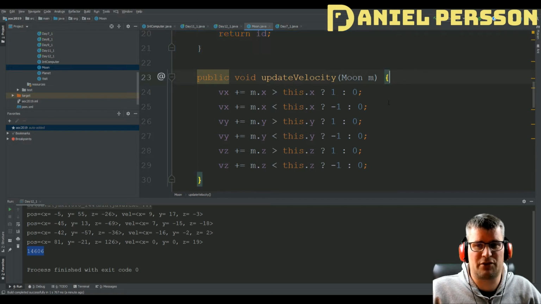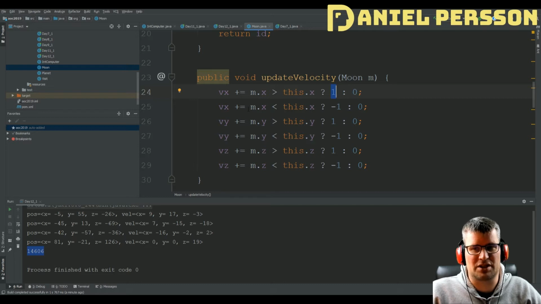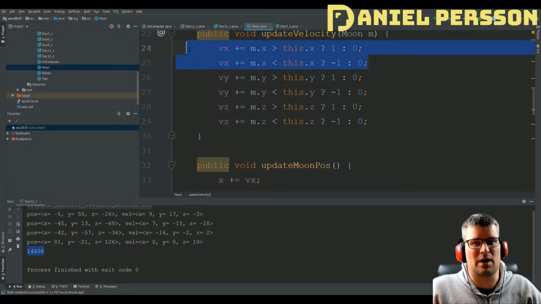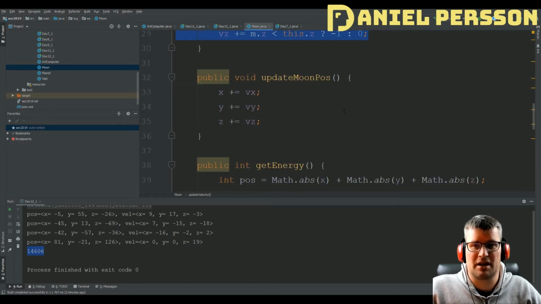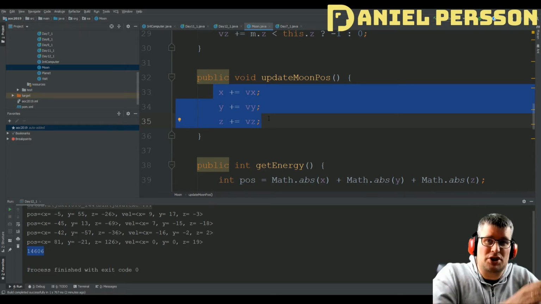Updating the velocity for this moon against another moon: if the other moon is larger than this moon, then we will push in that direction, so +1. If it's smaller, we will push in that direction, so -1. Else it will be 0. That is what we will add to our velocity, and the same goes for Y and Z coordinates. So this is the update velocity function. Then we have the update moon position, and that's just adding the velocity to the actual moon coordinates, so we actually push the moon in that direction.